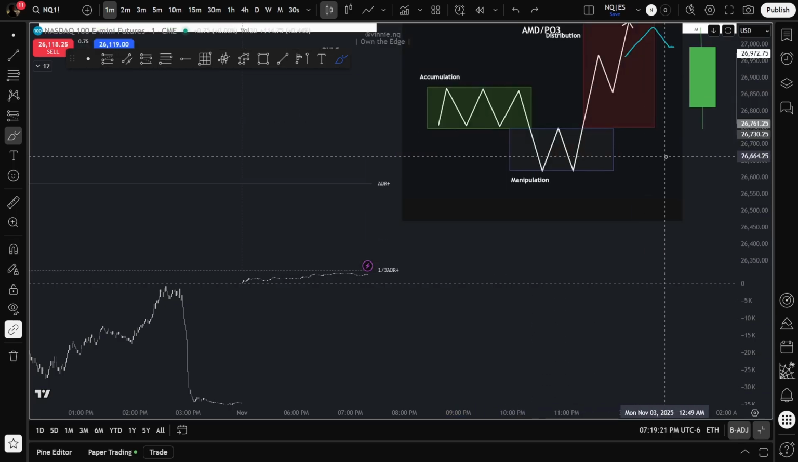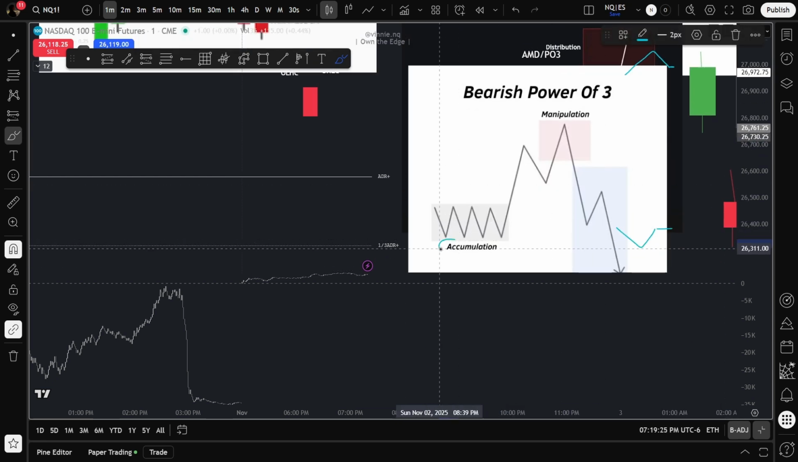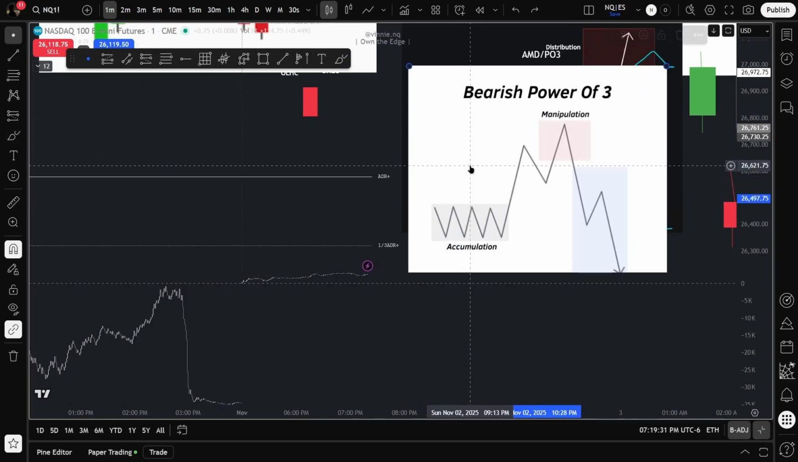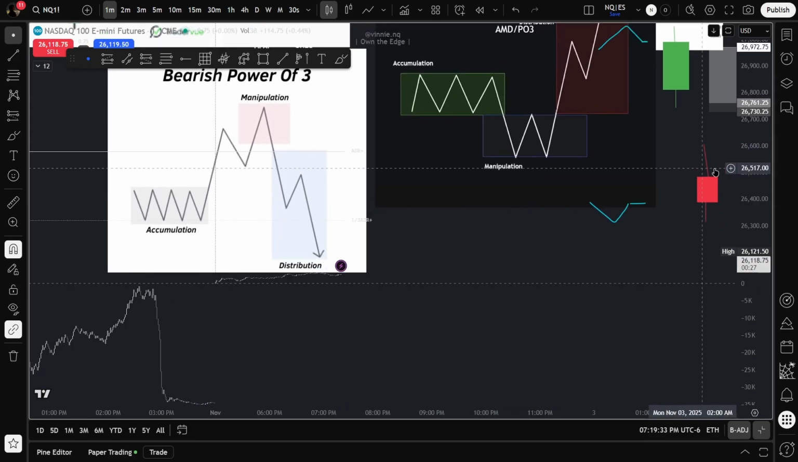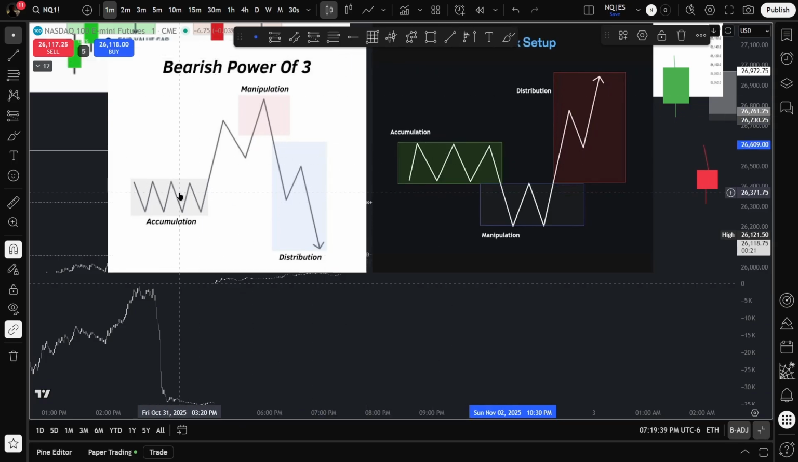Now before I deleted that other photo, let me show you this. This had A, M, D. Now realize that this AMD is upside down. These two are completely separate and different from each other, where the manipulation is up here and it reverses the other way, and the manipulation is down here and it reverses the other way.